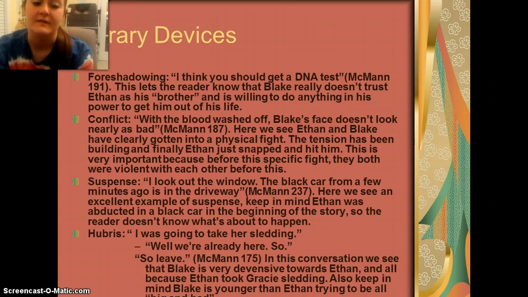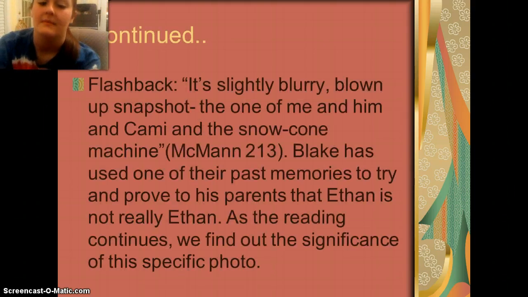And then there's hubris, which is excessive pride. Blake shows this all throughout the book. I guess because he felt dominant before Ethan arrived, he's constantly threatening Ethan. My last literary device is flashback. Ethan found this picture of him, Cammy, and Blake at a snow cone machine, and Blake uses this to try and prove that this is not Ethan.